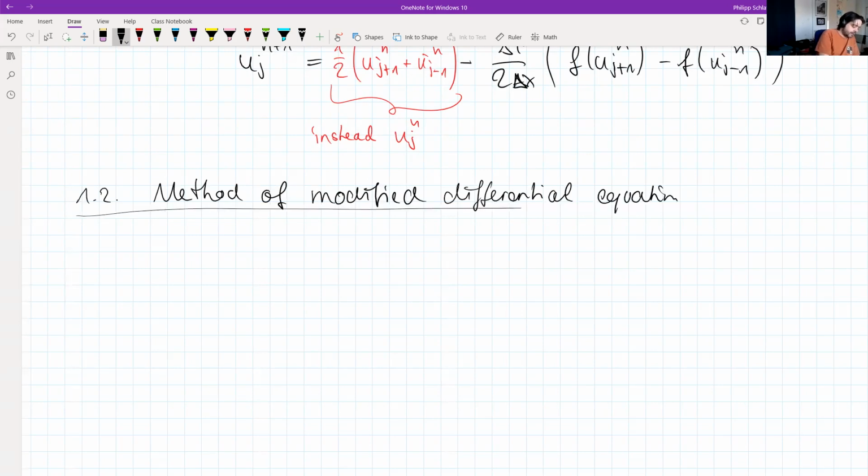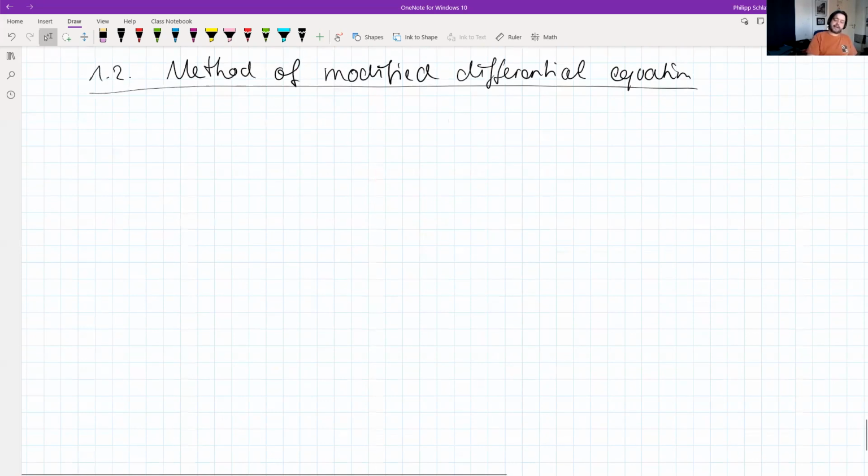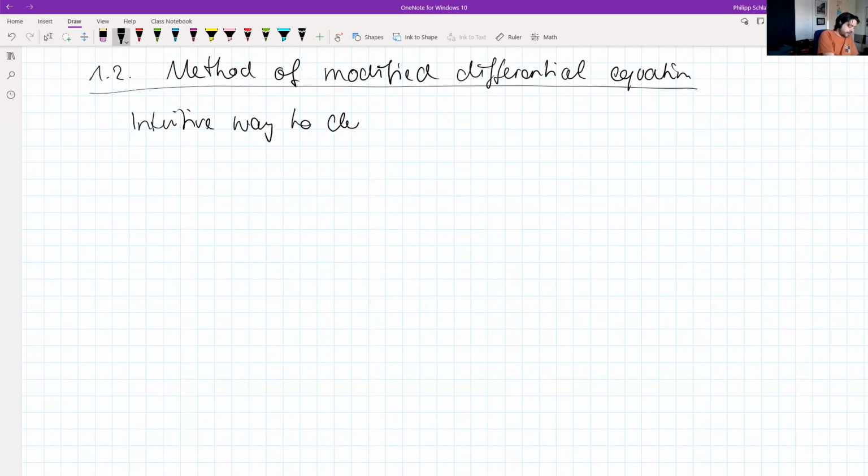I mentioned it in the way that I was saying that, well, this Lax-Friedrich scheme is a very diffusive scheme. Now we would actually like to understand how we can predict the properties of a numerical scheme just by looking at how the fully discretized version is written down. I introduce it as a method to determine the stability again, but it actually does much more than just determining stability.